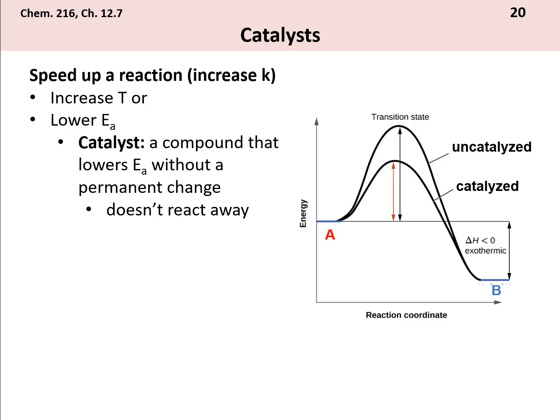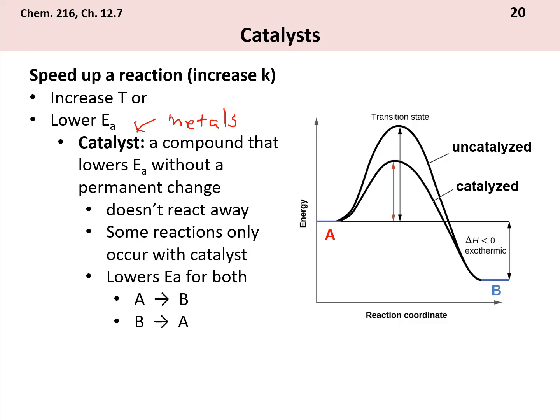Now, we use catalysts a lot. We use it in catalytic converters on our car. They do it in a lot of industrial reactions. They're very important. Usually, a lot of times, they're metals. Okay? Catalytic converters use, I don't know if they use platinum or they use palladium, something like that. Okay, now some reactions will only occur with catalysts. Okay, some just don't happen without them. Okay? All right, so what does catalyst do?